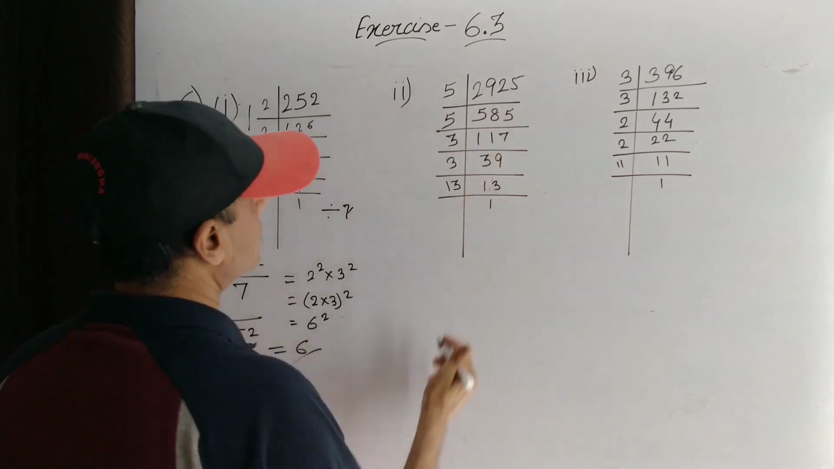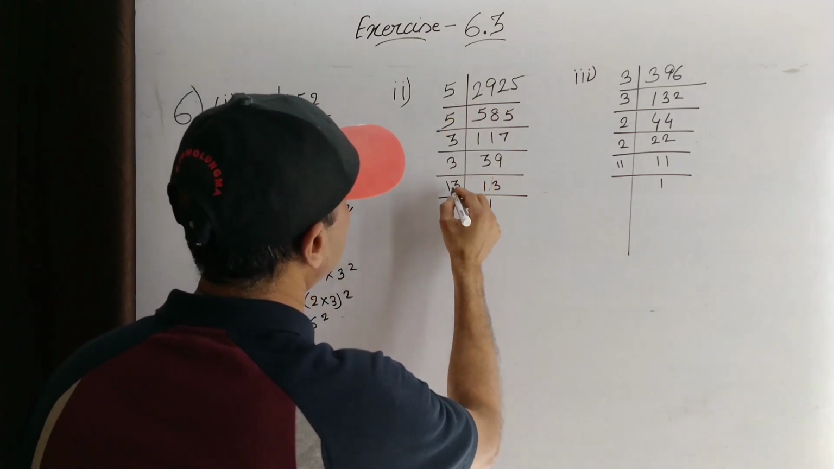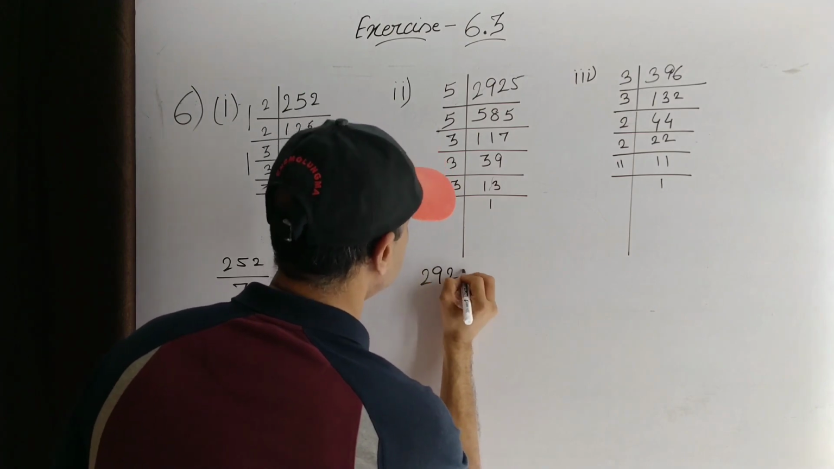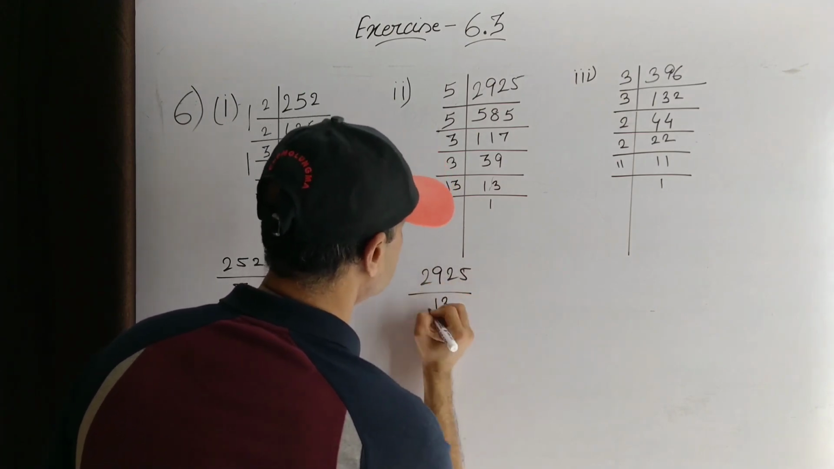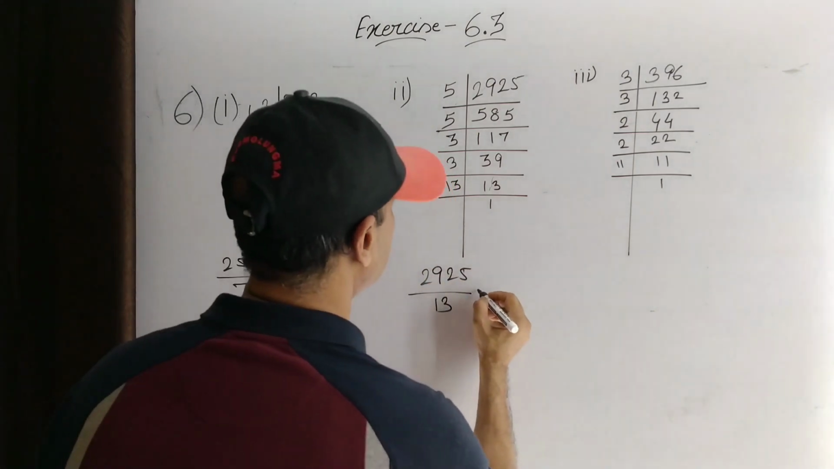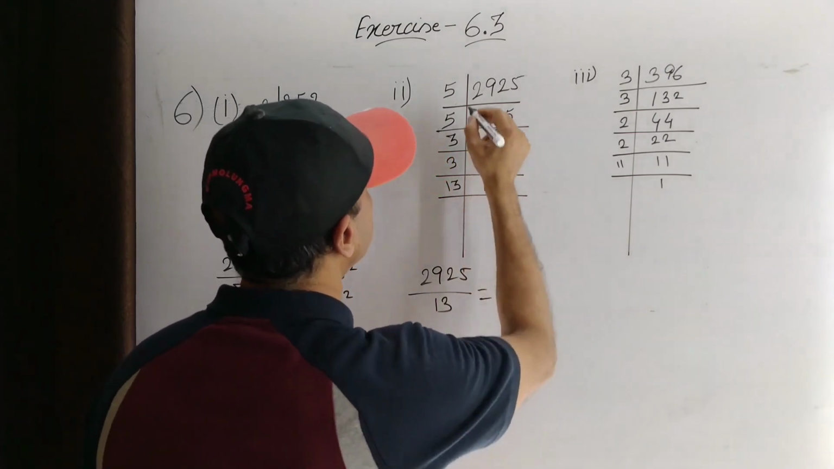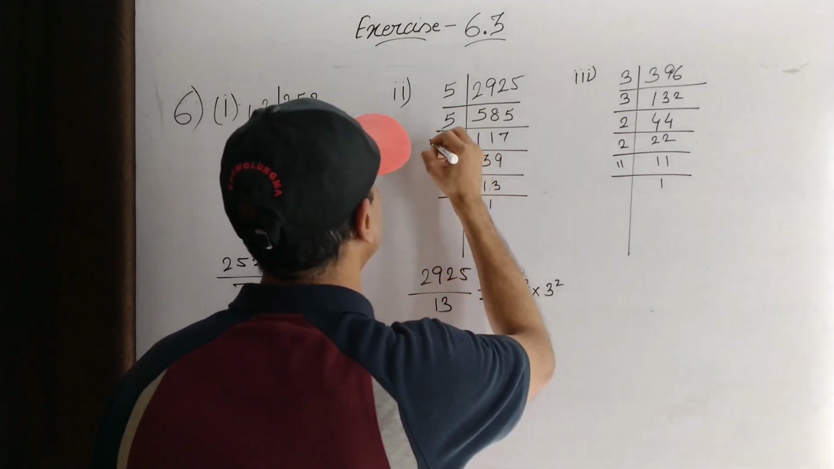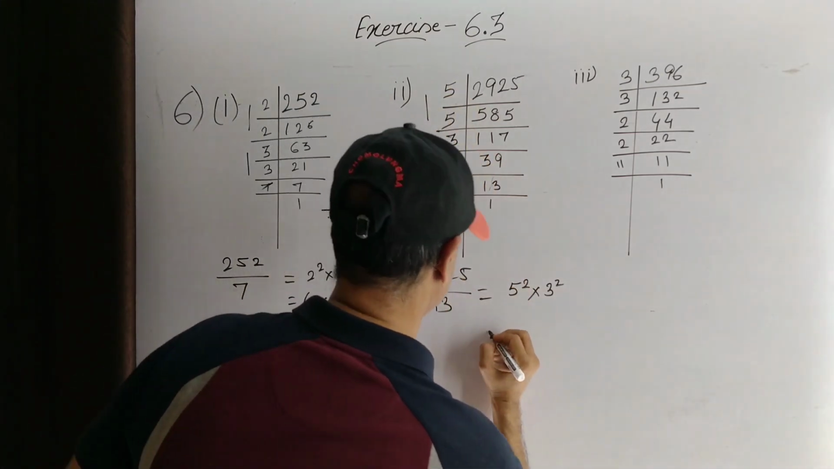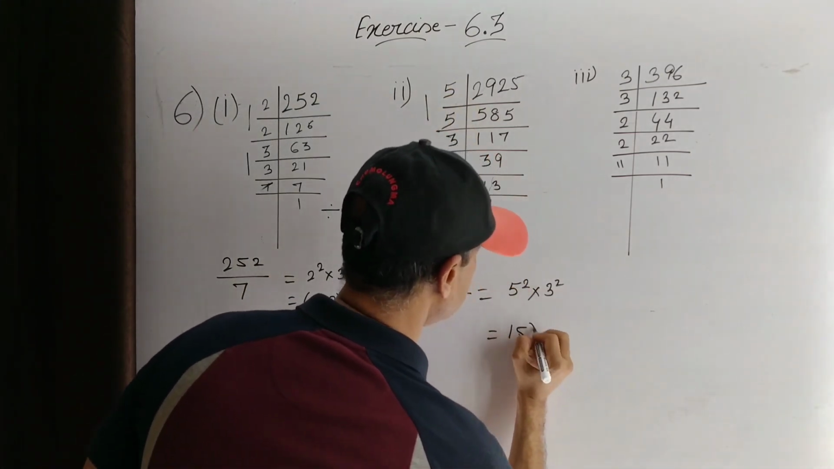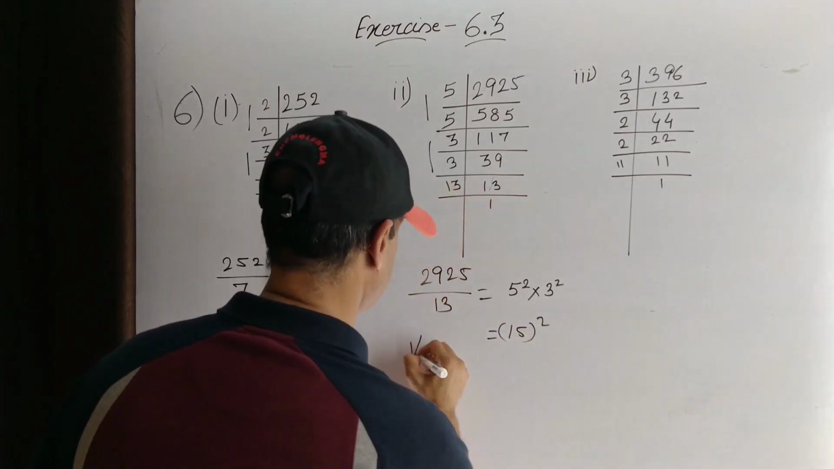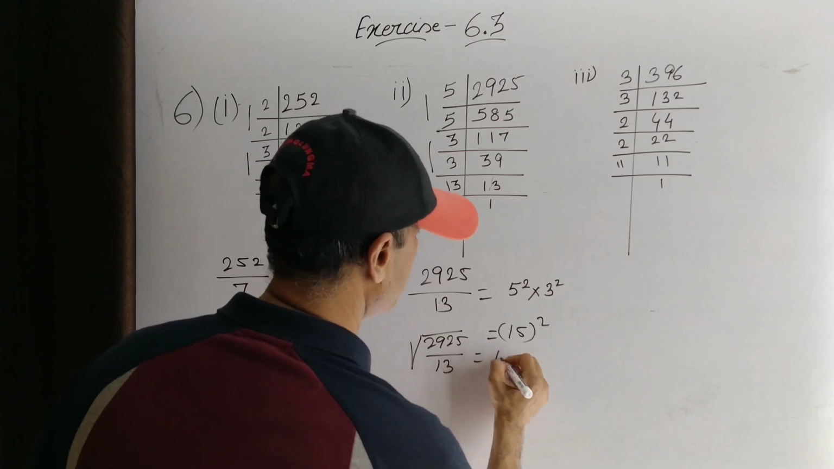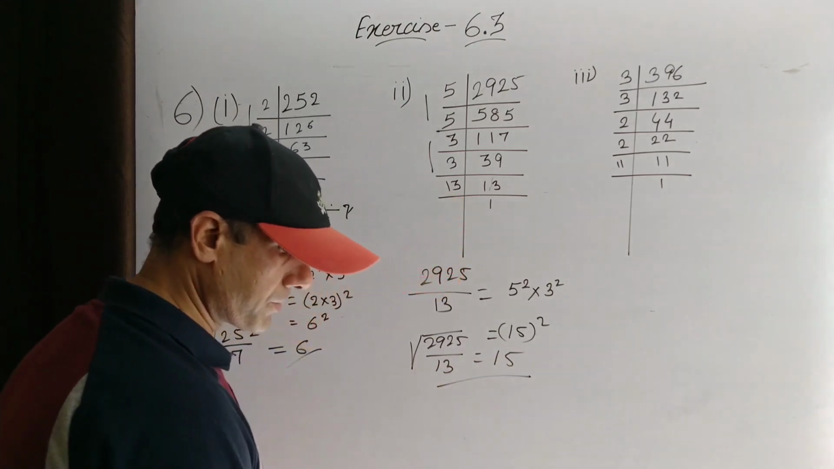Clear? In this case, we have got 13, which is not in pair, so we have to divide this number with 13 so as to get a perfect square, and we can write this number as 5 square into 3 square, these pairs, which will be equal to 15 square. Hence the square root of this new number obtained will be equal to 15.